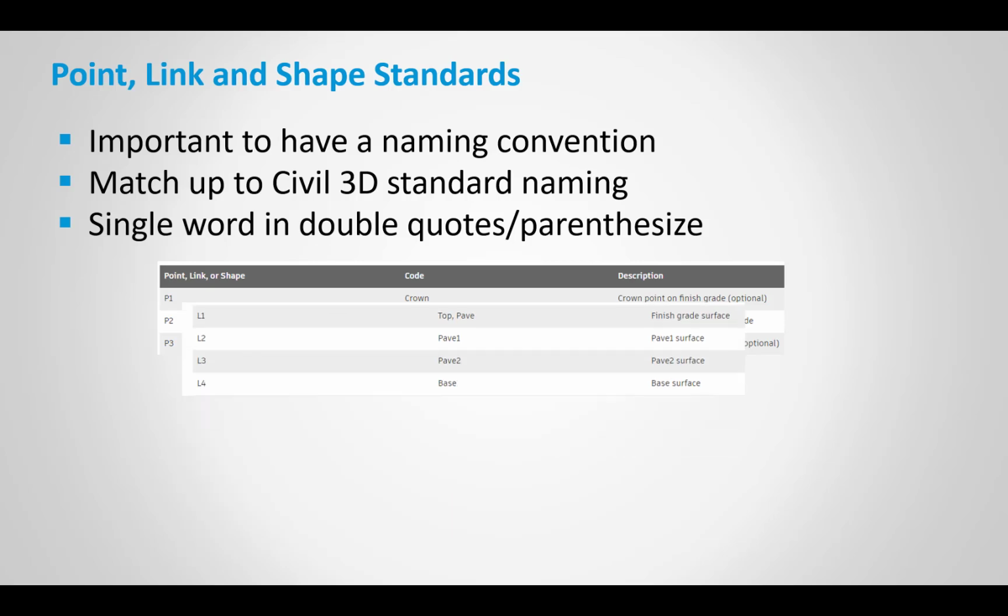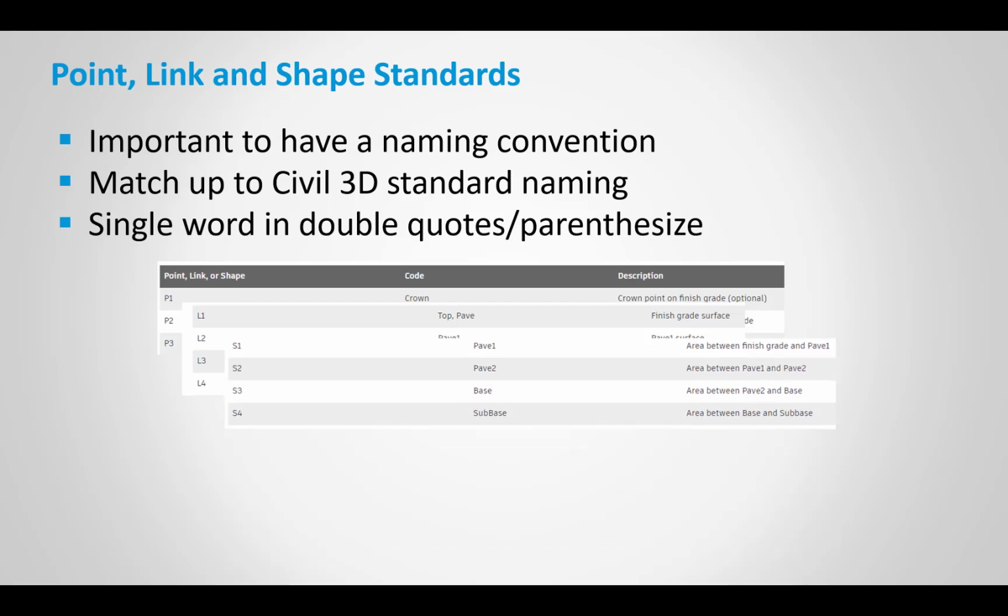Same with your links. You're all used to creating surfaces using links and adding links into the surface. Might as well just use the same naming there. And same with shape. Quantity takeoff reads the shape. So if you want to quantify a volume of concrete, for example, and you name it something not concrete, it's not going to quantify that the way you expect it to. So understanding why the shapes, links, and points have the naming convention in Civil 3D is key, and to follow those in Subassembly Composer is even more important.